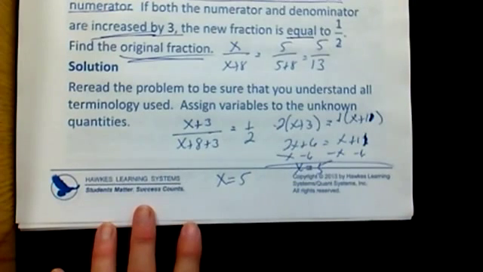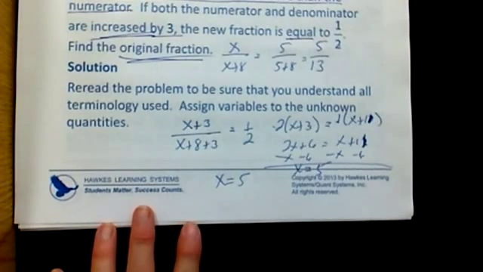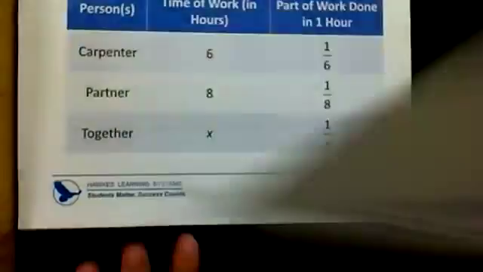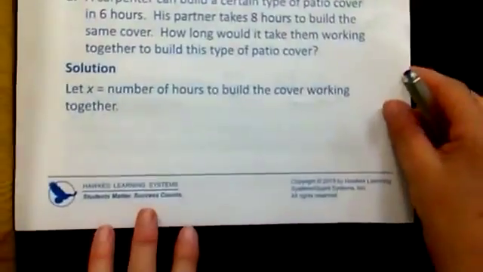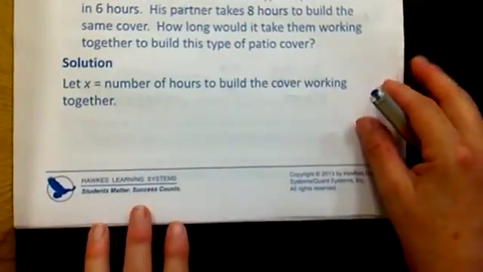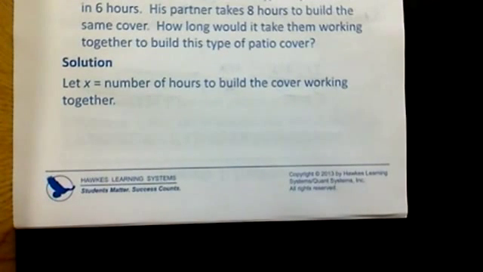Okay, questions with this one? Okay, and the next one is: a carpenter can build a certain type of patio cover in 6 hours. His partner takes 8 hours to build the same cover. How long would it take them working together to build this type of patio cover? What do you think with that one?